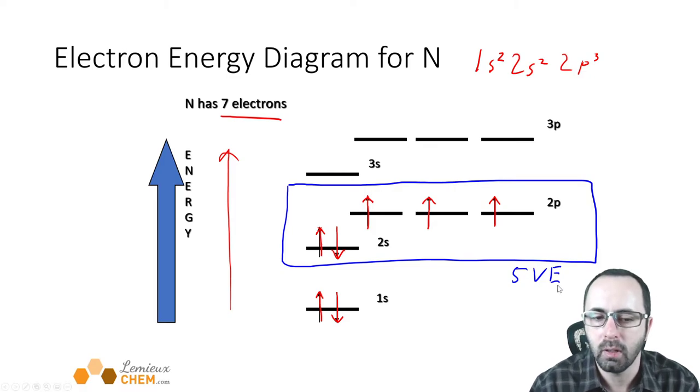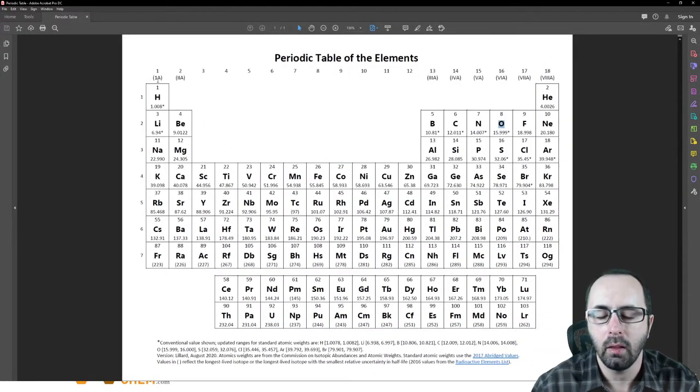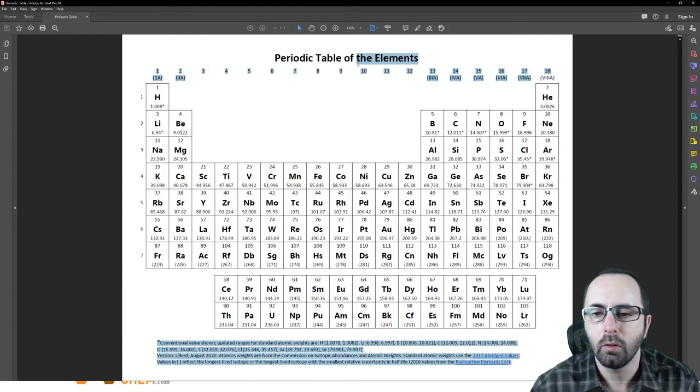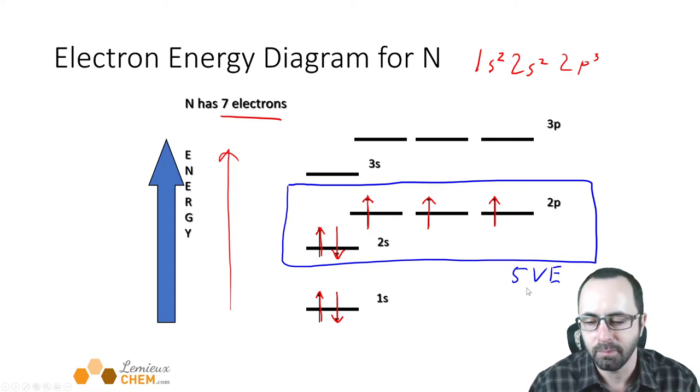Let's see what group nitrogen is in. Now I'm going to count groups the way we do it with the A's. So I'm going to call this one group 1, this one group 2, then I'm going to call this group 3, and that's the way most chemistry teachers do. This grouping up here, 1 through 18, is a newer grouping that most chemistry teachers actually don't like because it makes it harder to teach. So we follow the A's here. This is going to be group 4, this is going to be group 5, and nitrogen is in group 5, and it also has 5 valence electrons.